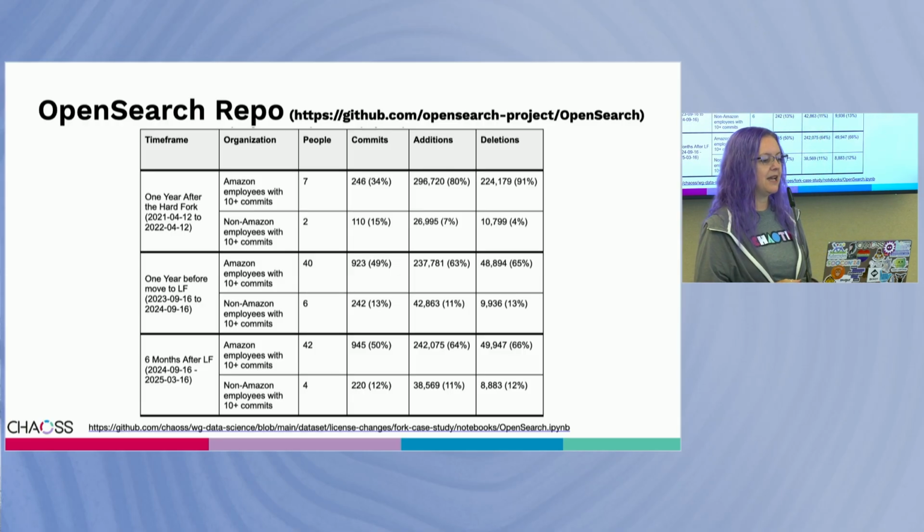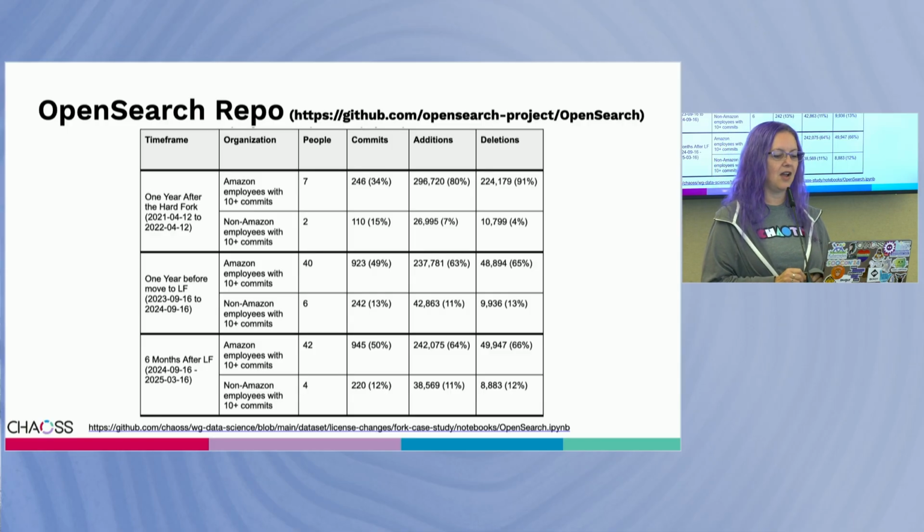Now, I spent some time in the OpenSearch community shortly after the fork, and in that first year, a lot of work was being done within Amazon. So the code was public, but a lot of the discussions and decisions were actually happening within the company. So it's not surprising that we see in the data that most of the contributions in that first time period were coming from Amazon employees.